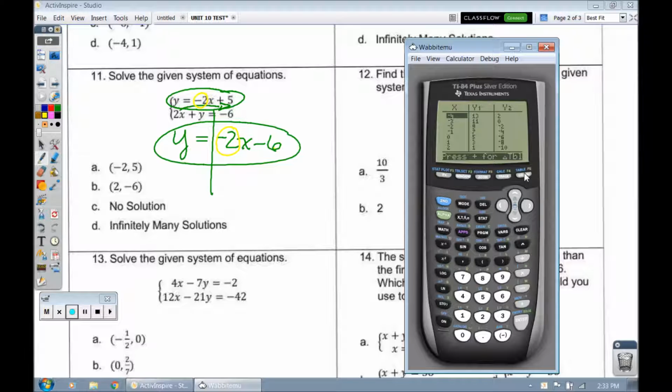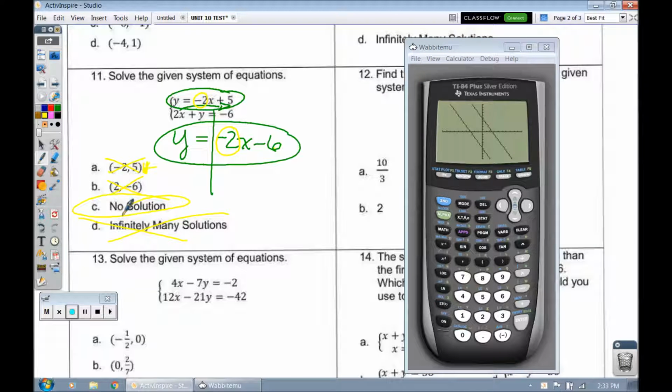Let's go to our table. Let's look at this first coordinate. Does negative 2, 5, do we have a match here? Nope. How about 2, negative 6? Do I have 2, negative 6 here? Nope. Infinitely many solutions means you have 2 lines that are on top of each other. Those do not look like 2 lines on top of each other. In fact, they're parallel. There's no solution.